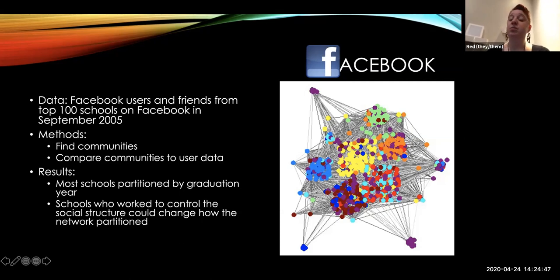So what we did was we used community detection, which found the groups of students who were more connected to each other than to the rest of the network. And then we colored each one of these dots by dormitory. And you can see that each of these communities are mostly one particular house or one particular dorm, right? Now, for most of our schools, most of the 100 schools, we were able to find that the communities mostly matched graduation year instead of house. But schools that did something to change the social structure, like Caltech, changed the way that their social network worked.